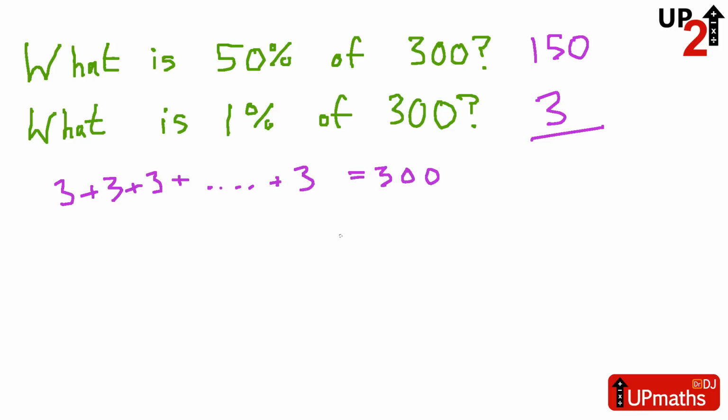You could also say, if it's 1%, that's like 1 part of 100. So that would be 300 divided by 100, because you want to split it up into 100 parts. So each part is 3.